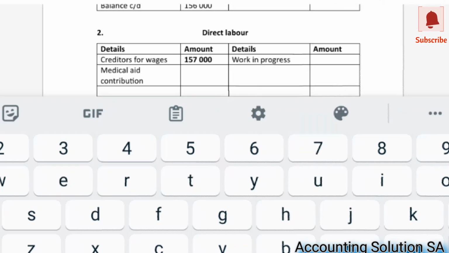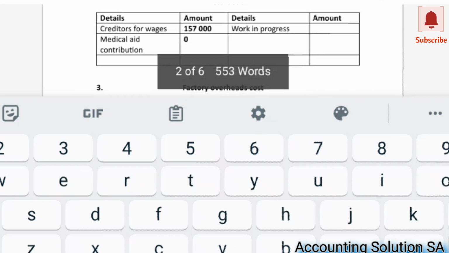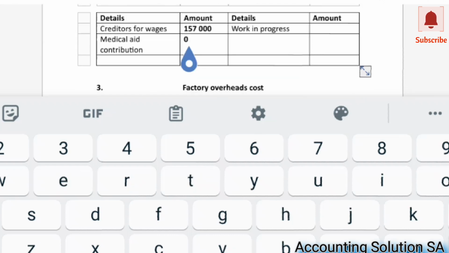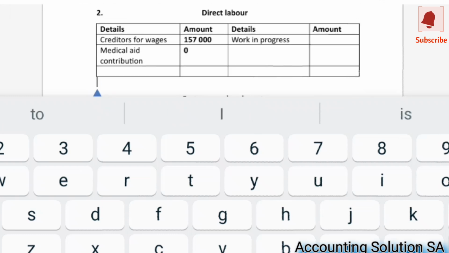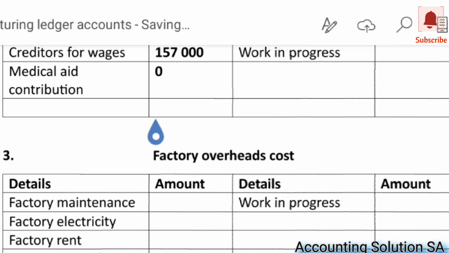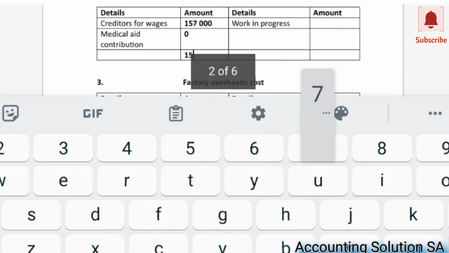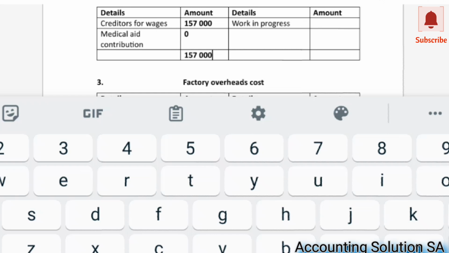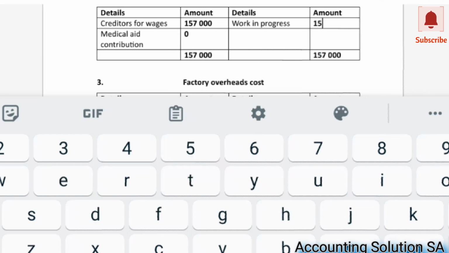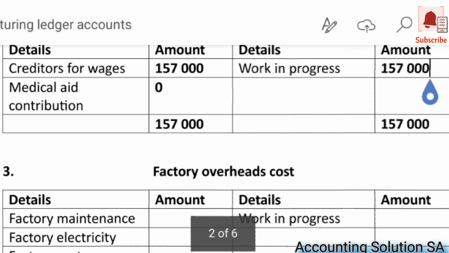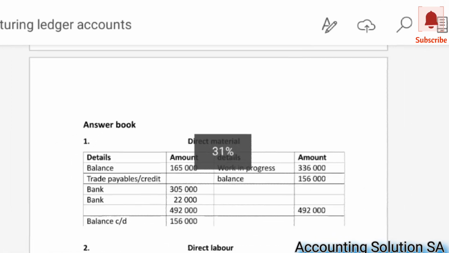157,000. Okay, medical aid is zero, which means that we don't have any other transaction. Therefore, what we have to do is write 157 in totals. Even on this side it's going to be 157, because whatever is on the credit side must be the same on the debit side. We have 157,000. Now we are done with this account, a simple account.